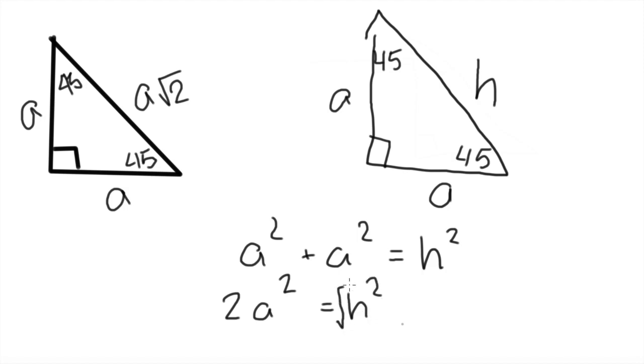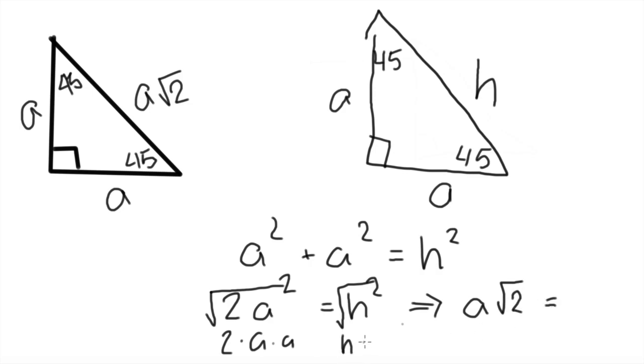To get H by itself, we take the square root of both sides. Because we have 2 times A squared in the square root, we're able to take out an A, and we leave the 2 inside. On the other side, we have a pair of H's inside the square root, which means we can take out an H. So the hypotenuse is equal to A square root of 2. That's the proof for how we get what this triangle is equal to.